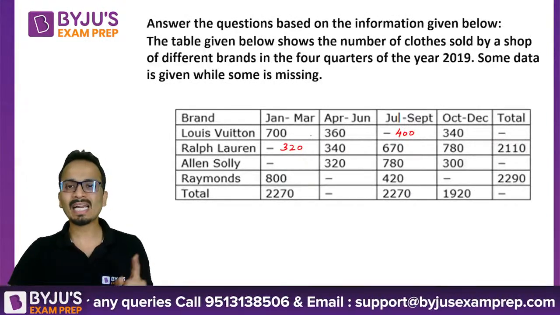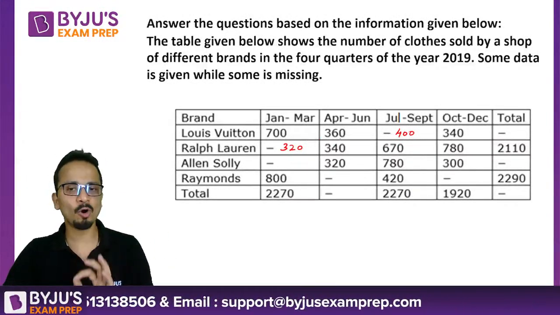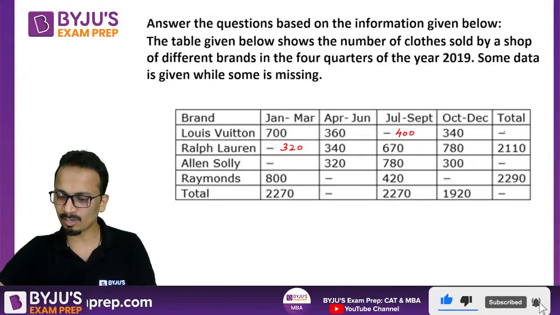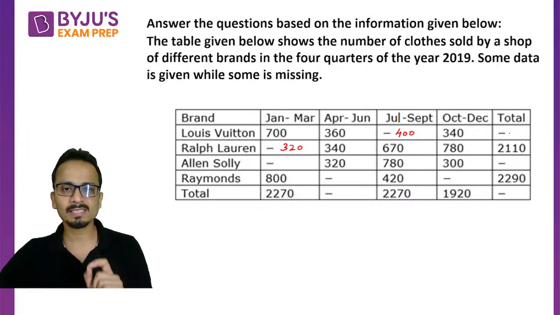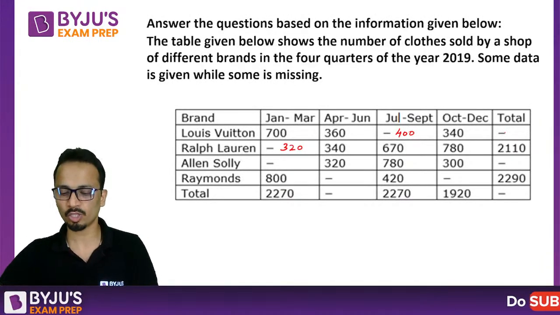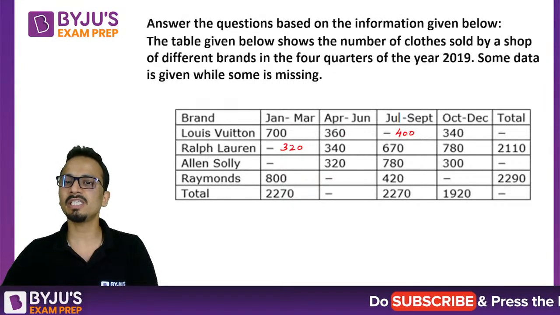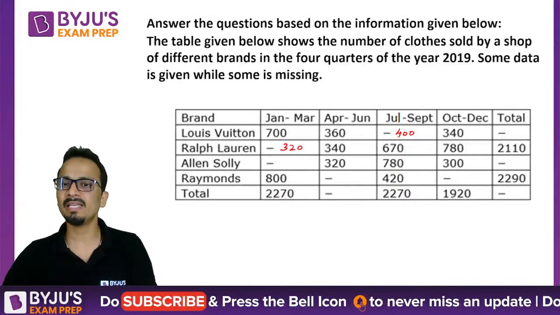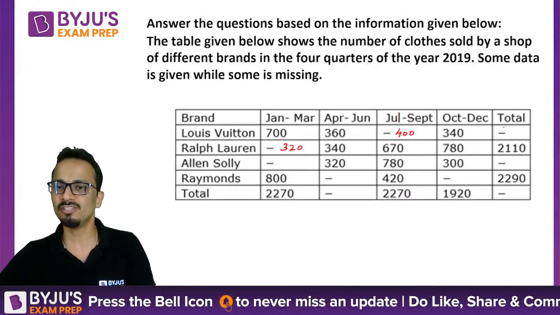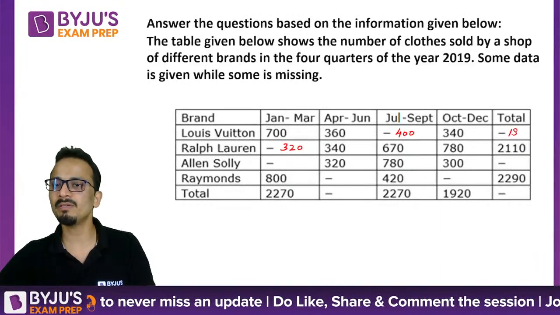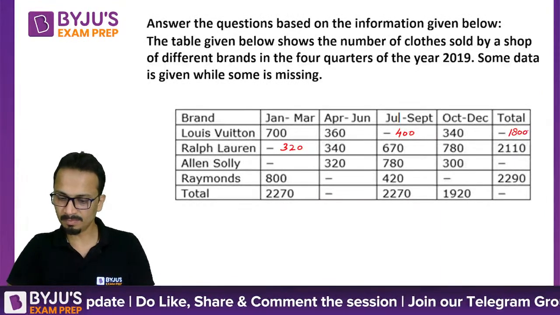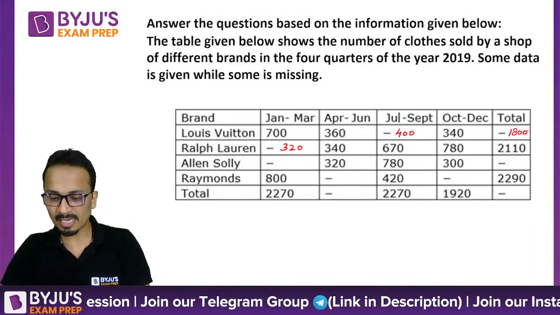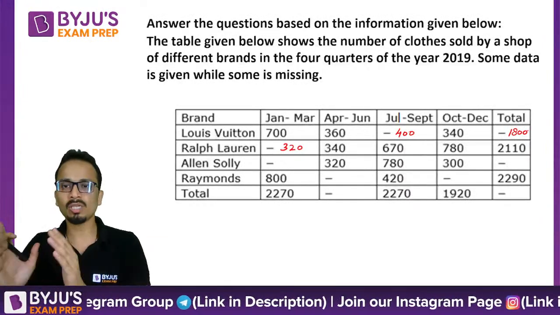Done. Now look at the first horizontal row. I have all the four values, so I can calculate the total. I want the sum of all the four values of Louis Vuitton. So 700, 360, 400 and 340. I'll add all of them. So 7 and 3, 10, and 7, 17 and 1, 18. So this sum is coming out to be 1800. Satish, the sum is 1800, not 1700. Am I clear? So for Louis Vuitton, the total is 1800.